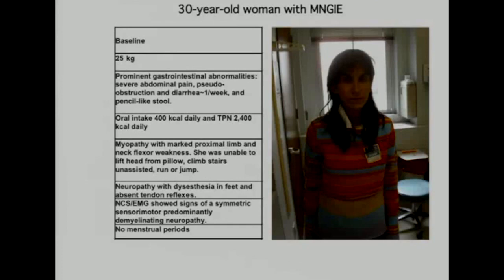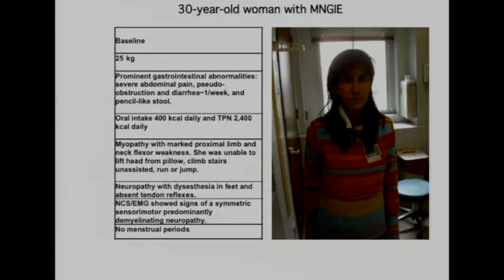She was very emaciated. She had such severe gastrointestinal dysmotility that she was fed intravenously, 2,400 calories a day, and she could only take about 400 calories a day by mouth. She had severe abdominal pain, bouts of pseudo-obstruction of her intestines, and diarrhea every week. She had weakness from her muscle disease, with ragged red fibers, and weakness of her proximal limbs. So she had trouble lifting her head from a pillow, climbing upstairs or getting up from a chair. She couldn't run or jump, so she was quite weak. And she had a mild neuropathy with tingling in her feet and absent tendon reflexes.